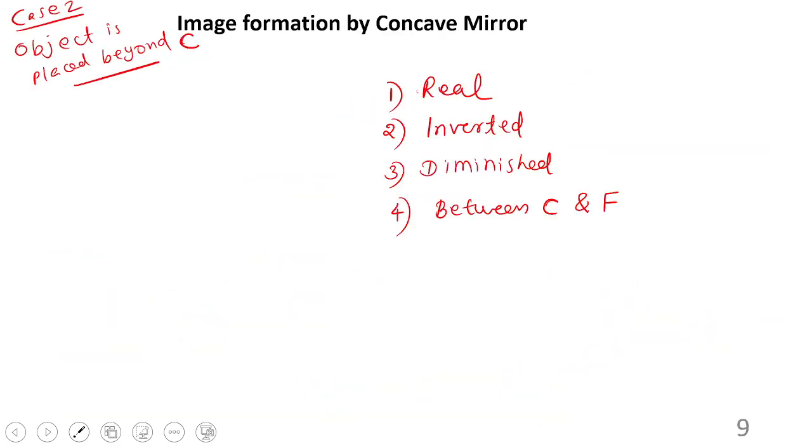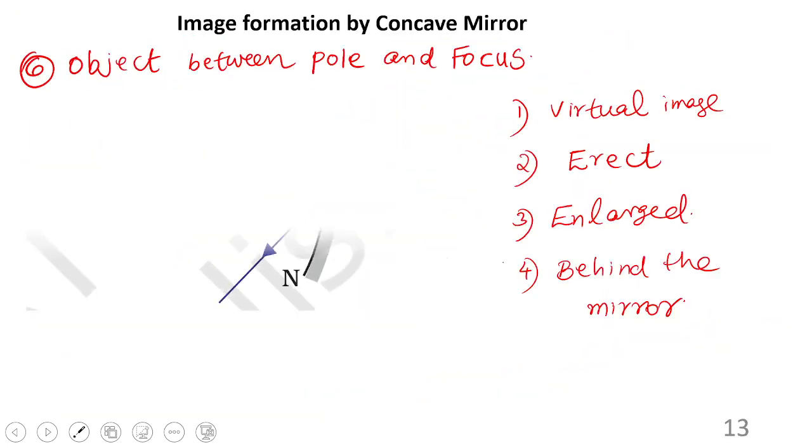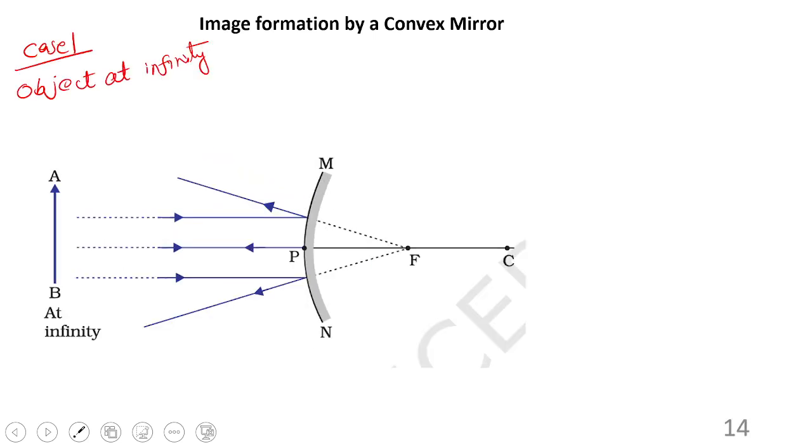So I will explain with the help of ray diagrams. Here we have a tree AB. The rays coming from the tree will be parallel. All the rays coming out of AB will be parallel to the principal axis. Understood? For example, the sun. The sun is at infinity, right?